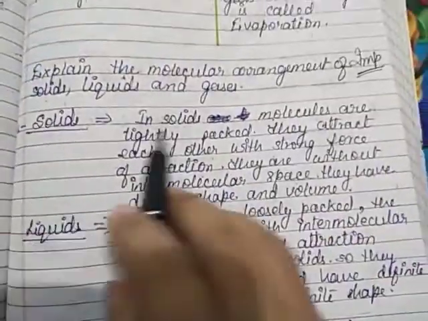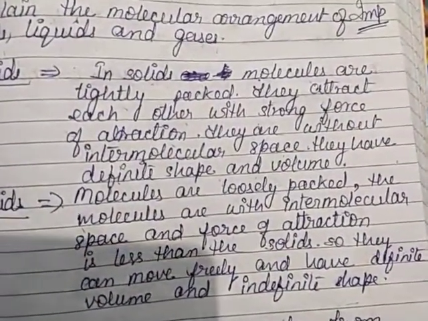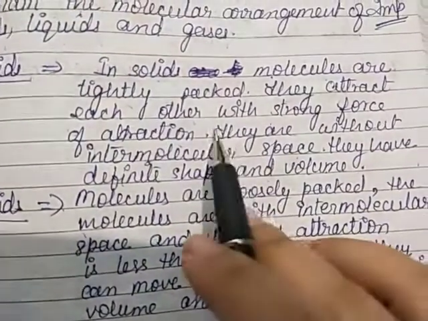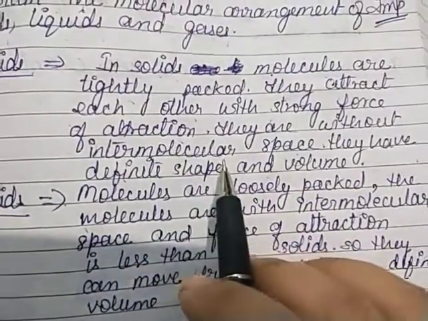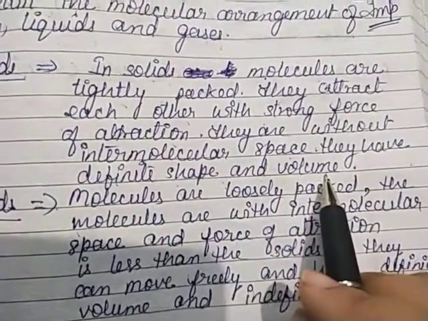Now the answer. In solids, molecules are tightly packed. They attract each other with a strong force of attraction. They are without intermolecular space. They have definite shape and volume.